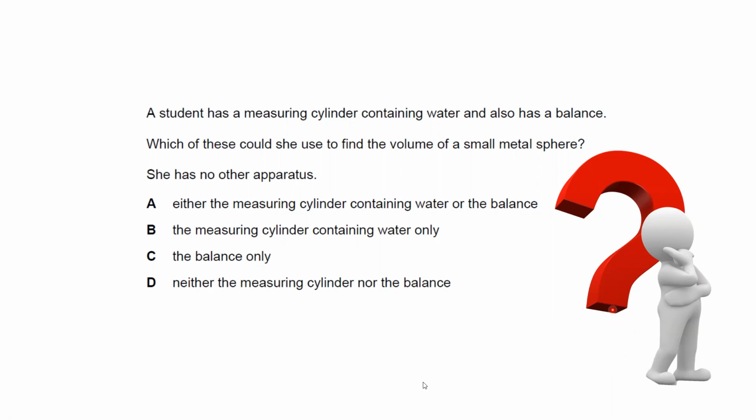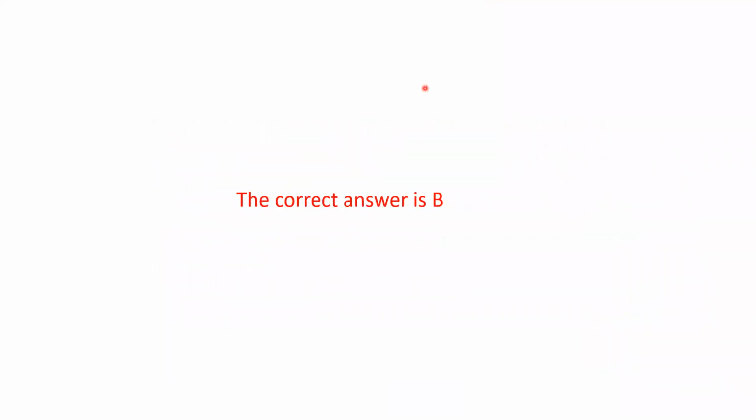So the options are either measuring cylinder containing water or balance, meaning either one of them can be used: measuring cylinder only, balance only, neither measuring cylinder nor balance. Yeah, what could be the right answer if she wants to measure the volume of a small metal sphere? So the correct answer is B.